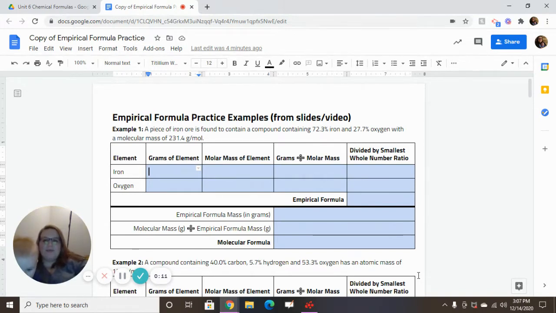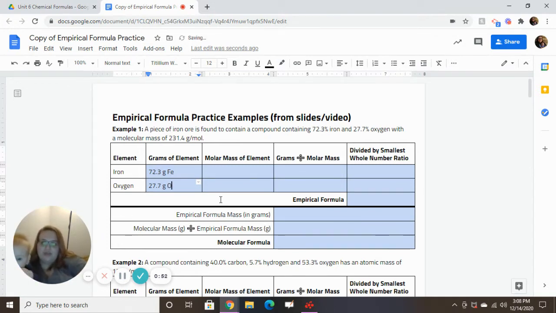All right, so it says example 1, a piece of iron ore is found to contain a compound containing 72.3% iron and 27.7% oxygen with a molecular mass of 231.4 grams. So for your grams of element, you take your percentages and you convert them directly to grams. So 72.3% iron becomes 72.3 grams of iron. 27.7% oxygen becomes 27.7 grams of oxygen.